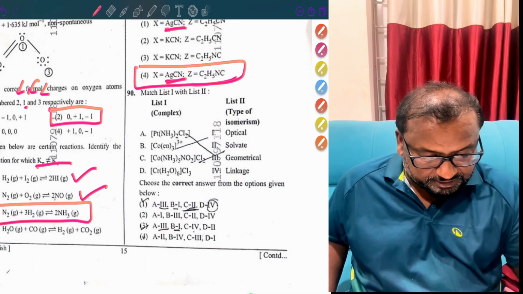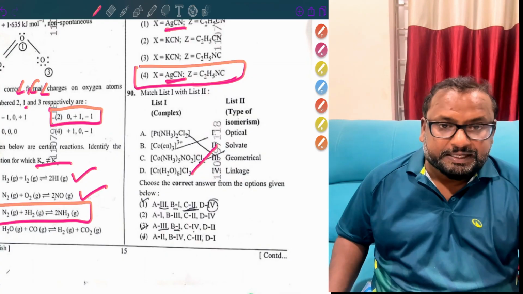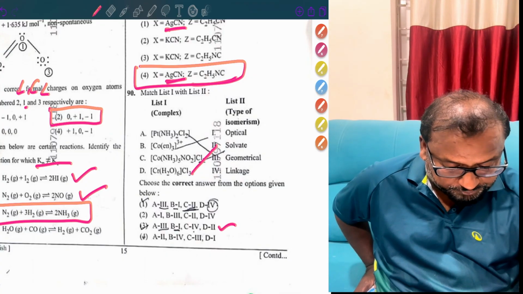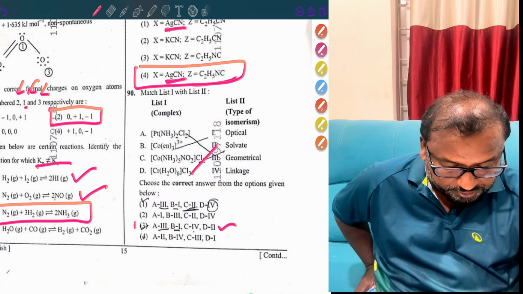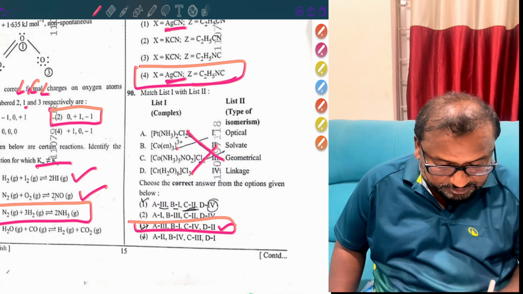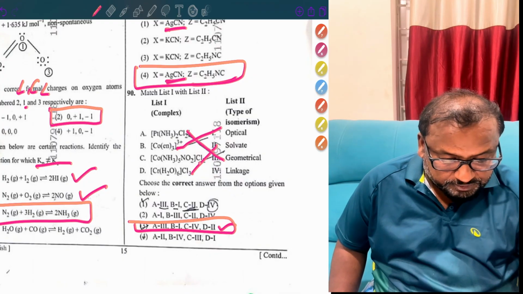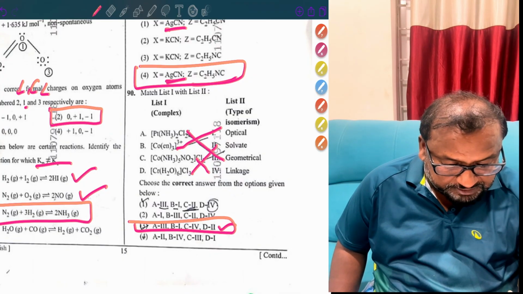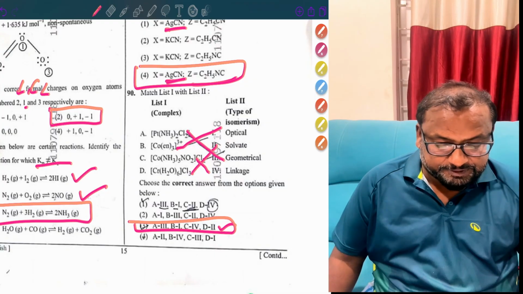And the last, the 90th question, is an isomerism question, right? So solvate isomerism, D2. I see only one option, D2 only. The third answer is the third one. So this can show geometrical isomerism, this can show optical isomerism, this can exhibit linkage isomerism.